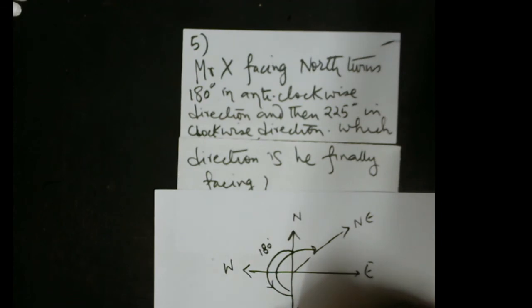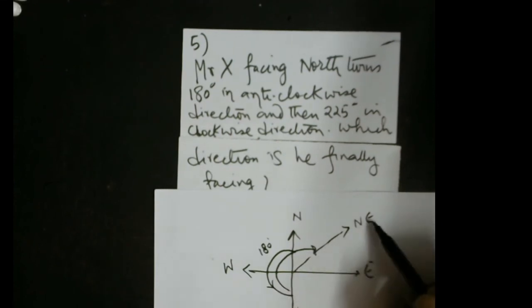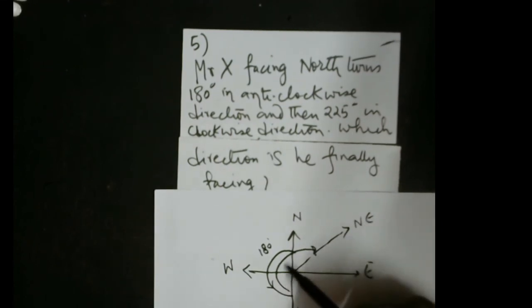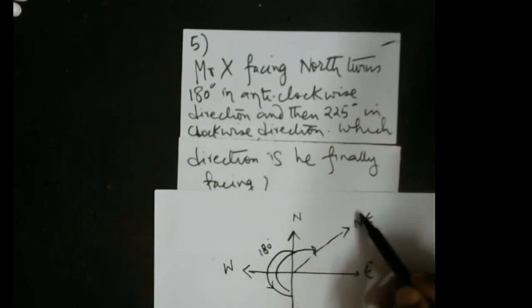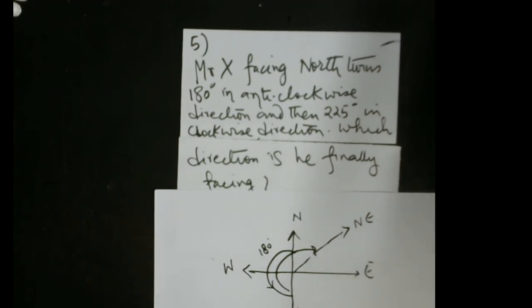Now from there he rotates. Angular movement is 225 degree. So 180 degree clockwise and more 45 degree. 180 plus 45 is 225. So this 225 degree means final direction is this side, and that is northeast.